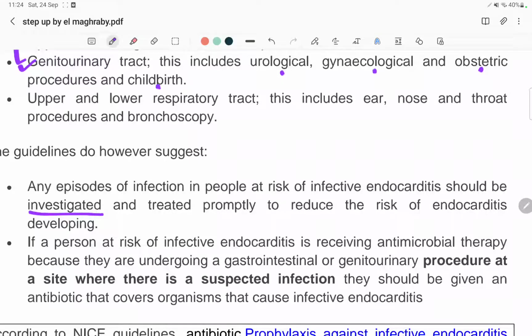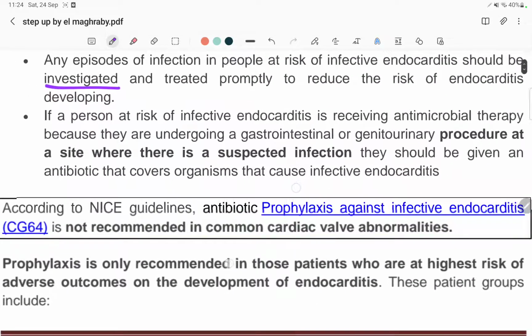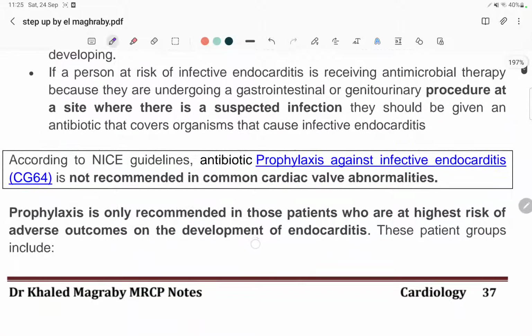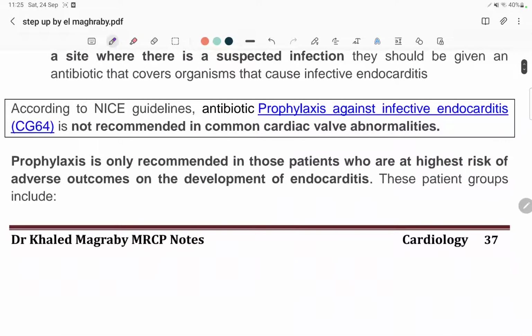A person at risk of infective endocarditis receiving antimicrobial therapy because they are undergoing a gastrointestinal or genitourinary procedure at a site where there is suspected infection should be given an antibiotic that covers the organism that causes infective endocarditis. According to NICE guidelines, antibiotic prophylaxis against infective endocarditis is not recommended in common cardiac valve abnormalities.